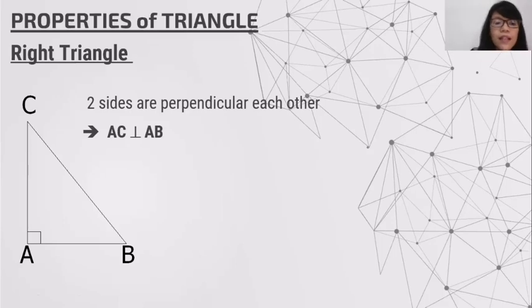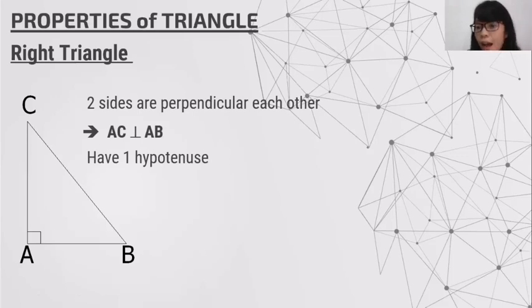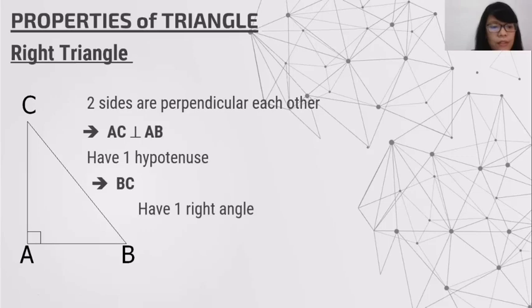The second property is that it has one hypotenuse. So what is hypotenuse? In bahasa we call it sisi miring. This is the hypotenuse. Side BC we call hypotenuse, sisi miring. Okay, and then the third: it has one right angle. It's obvious that the right angle of this triangle is angle A. Okay, those are the properties of right triangle.